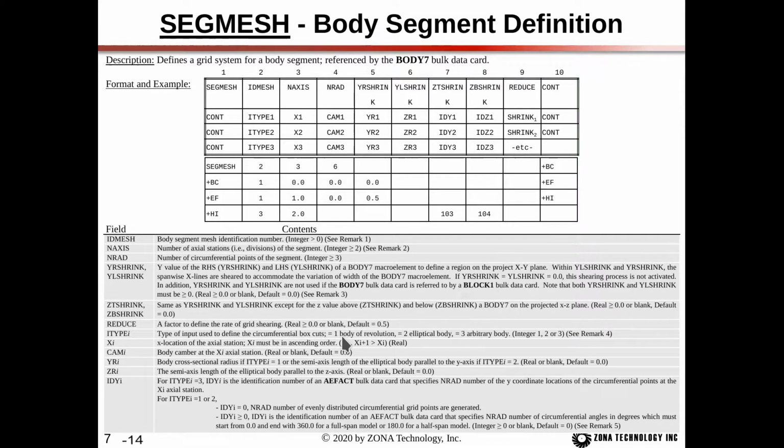1 is the simplest. It's simply a body of revolution. So if you have a simple missile or fuel tank or something like that, or a very simple body, then that can be a body of revolution. 2 is an elliptical body, and then 3 is an arbitrary body. With an arbitrary body, the user must specify each of the XY coordinates of each of the grid points of the panel.